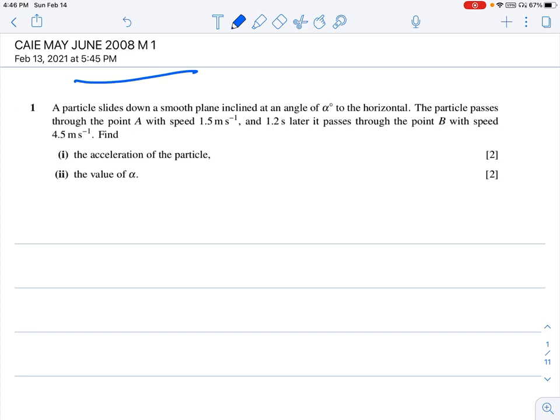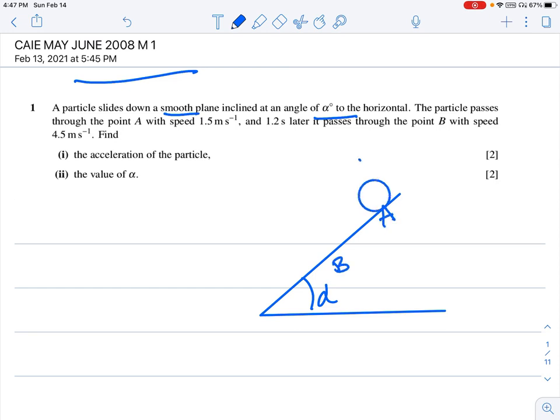It says a particle slides down a smooth plane inclined at an angle alpha to the horizontal. So let me draw the diagram. There is alpha, then the particle passes through points A and B. At A, its velocity is 1.5 meters per second. At B, its velocity is 4.5 meters per second, and the distance we don't know, and the time taken is 1.2. Find the acceleration of the particle.